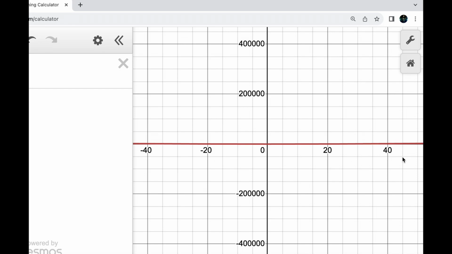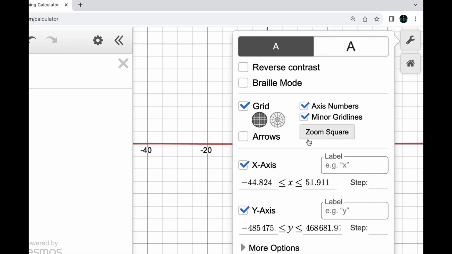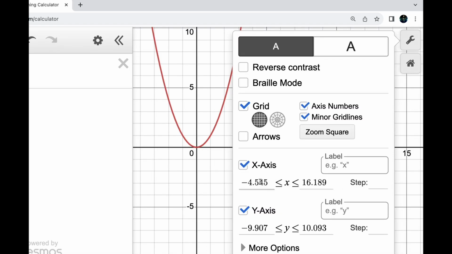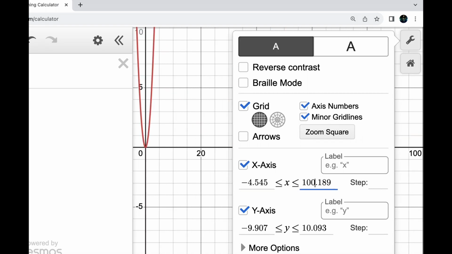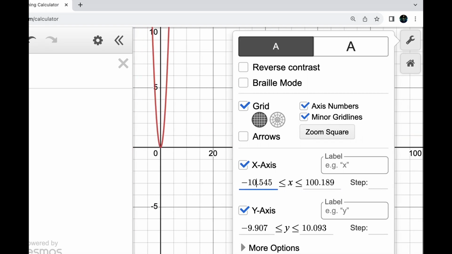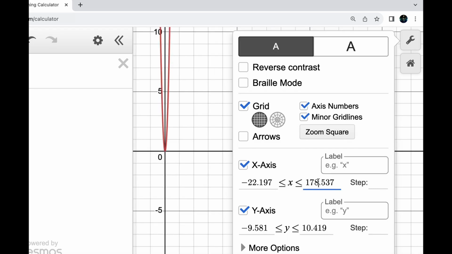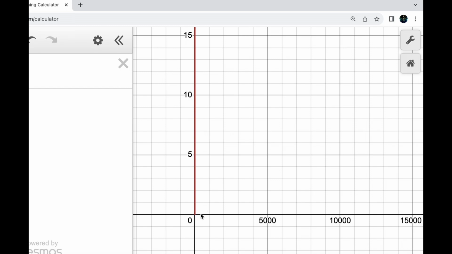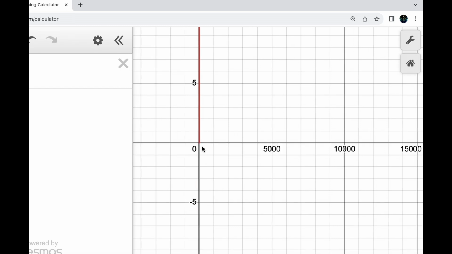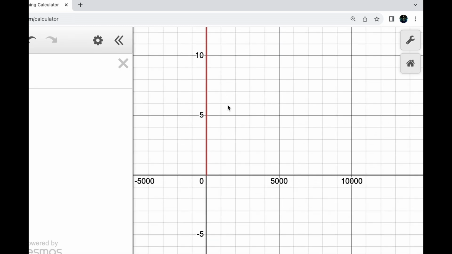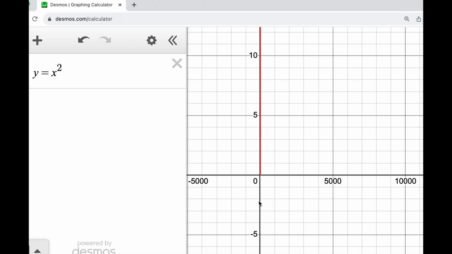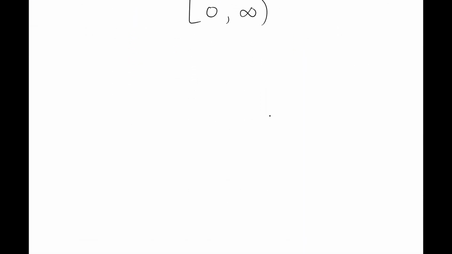Now let's flatten it horizontally. To do that, I'll drastically alter the x-axis. And as we can see, only y values that are 0 or above are possible with this function. Negatives would never occur.